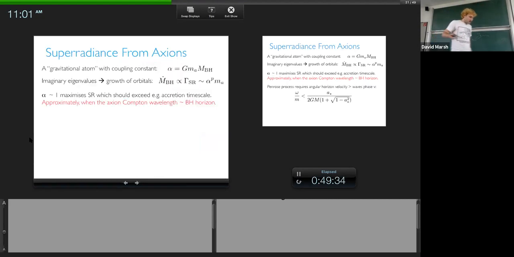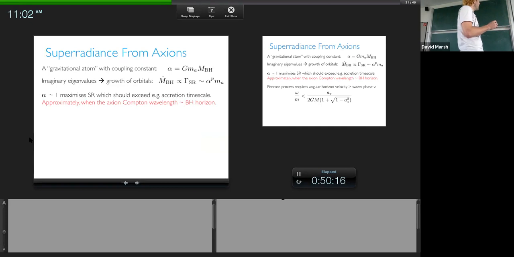So how does this work to get you superradiance from an axion field? So you have an effective gravitational atom. It looks like the hydrogen atom, but with the spheroidal harmonics. And it has an effective coupling constant alpha. The effective coupling constant of this atom is G times m_a times M black hole. You see that this is dimensionless: mass squared, G has units inverse mass squared. It's a dimensionless coupling constant. And it's related to the ratio between the Compton wavelength of the axion and the gravitational radius, the Schwarzschild radius of the black hole.